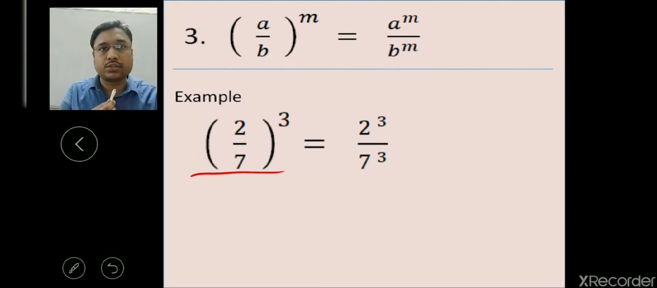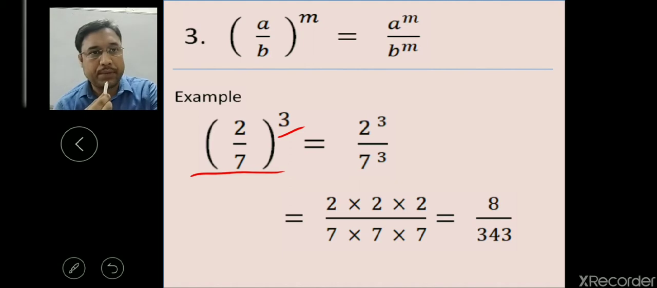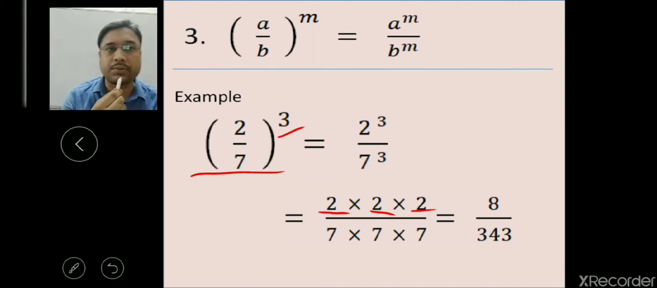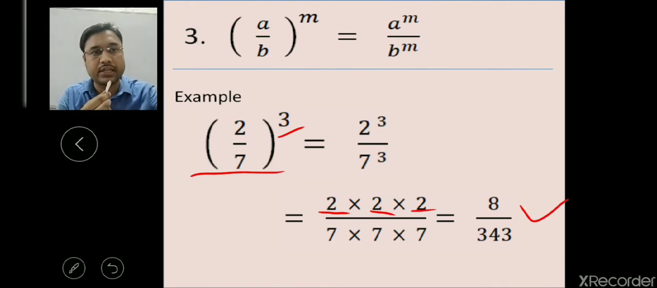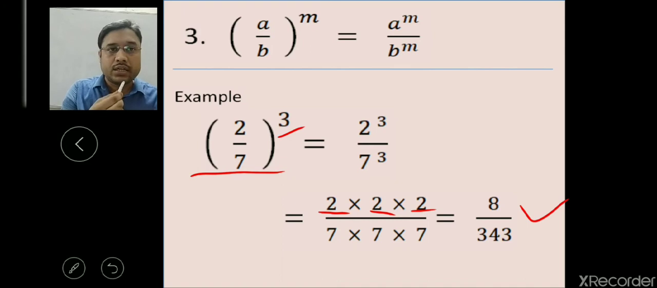This type of question is also important: 2 by 7 to the power 3 is 2 to the power 3 by 7 to the power 3, because this 3 is the common power that you will take on 2 and 7 both. So the result is 3 power, so 3 times the 2 will be multiplied, 2 into 2 into 2. Now downside also 7 into 7 into 7. So the result is 8 by 343, because 7 cube is 343 and 2 cube is 8.